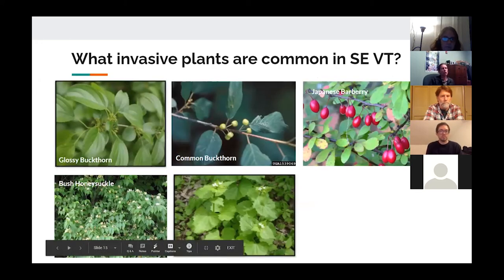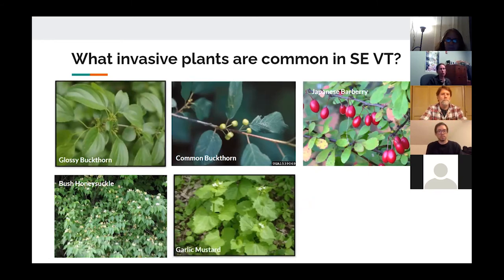Glossy buckthorn, common buckthorn, Japanese barberry, and bush honeysuckle are all shrubs. And Peter has introduced these species as well. Japanese barberry is planted in backyards because it has a very pretty orange color in the fall. And this will take over forested habitats. And the buckthorns will actually change the nitrogen of the soil, which impacts the species composition of forests.